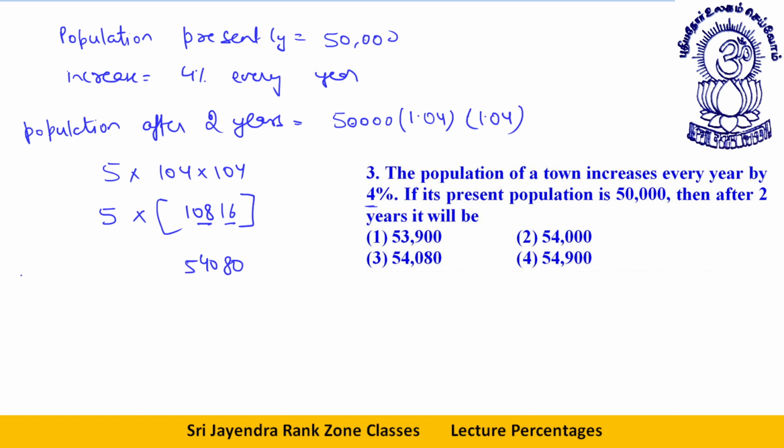So population 2 years later will be 54080. Do we have any such option? Yes. This is your answer, my dear friends. Okay. I'm sure it must be clear to all of you. Shall I move ahead?